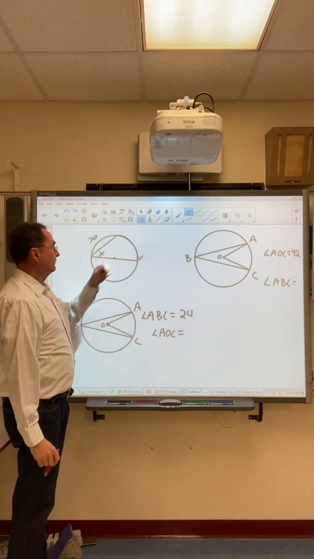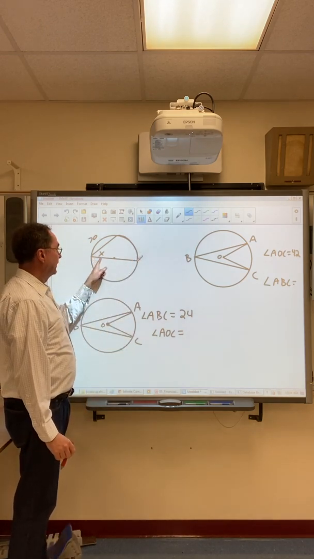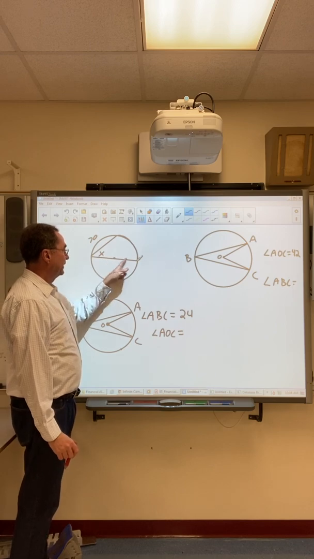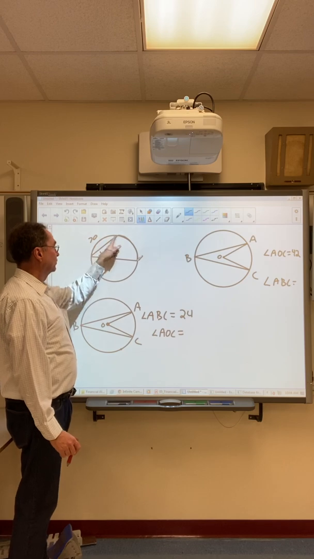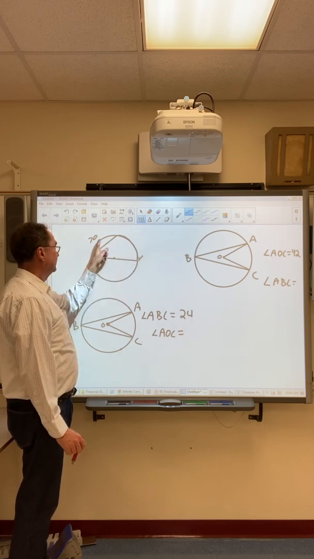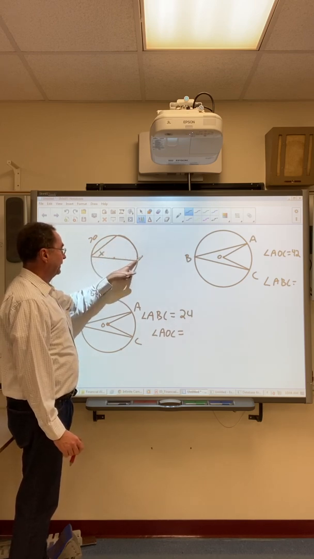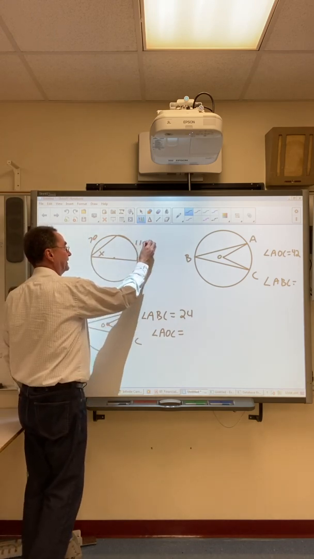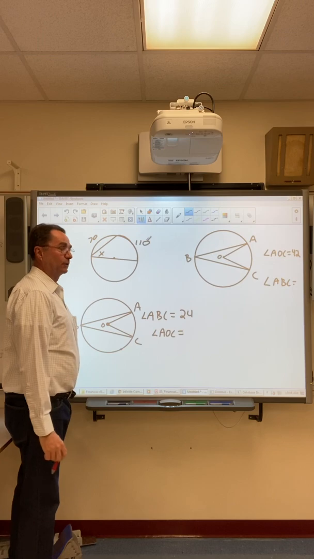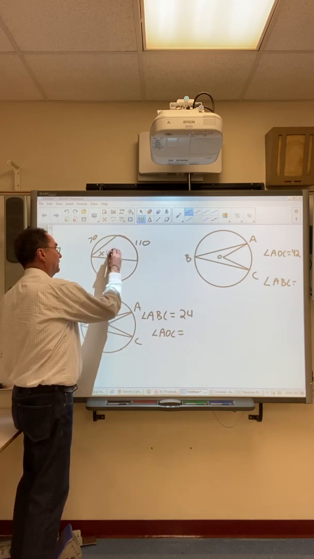Well, what's the measure of this arc? Well, you notice this chord goes through the center, so it's a diameter. So this diameter cuts the circle in half. So this is 180 degrees right here. If that part is 70, this part is 110. And X is going to be half of 110, which is 55.